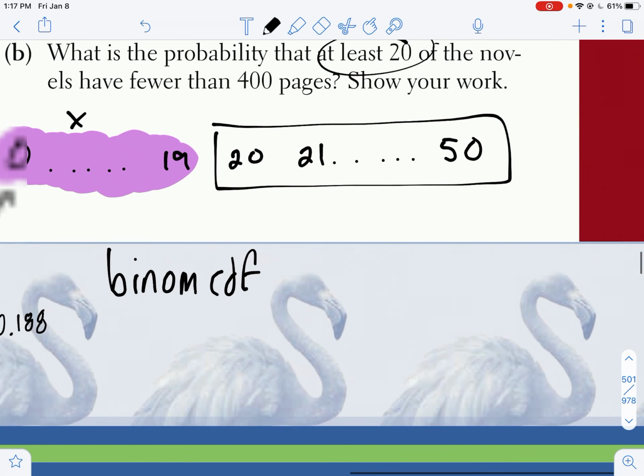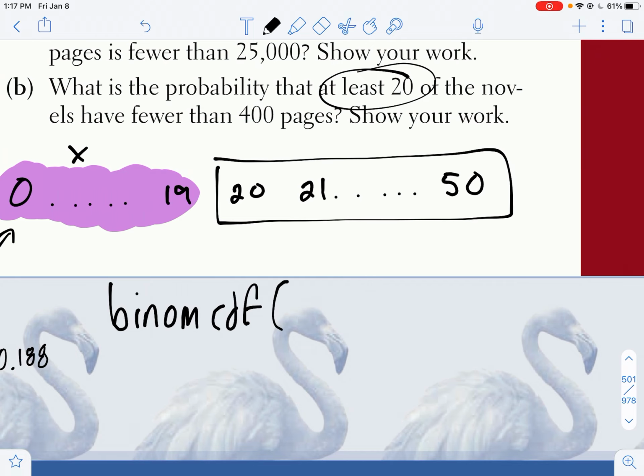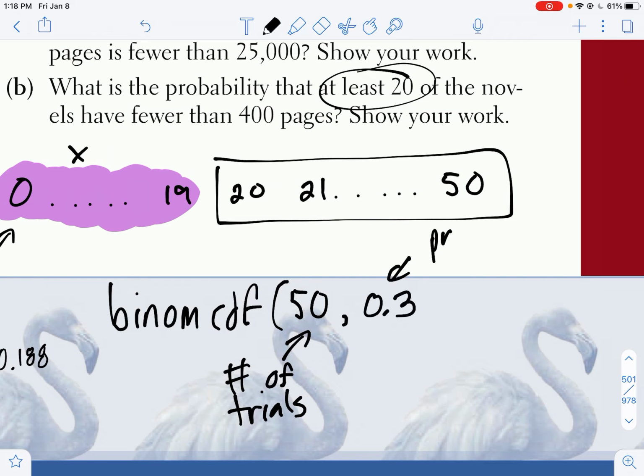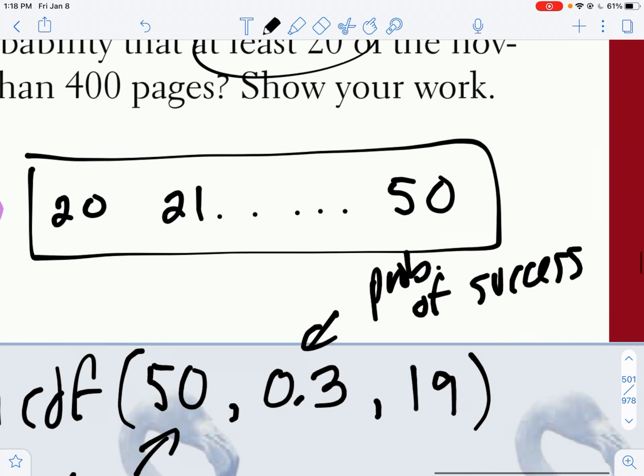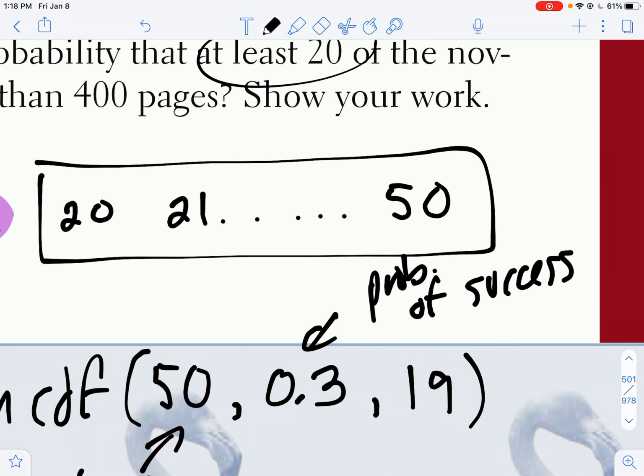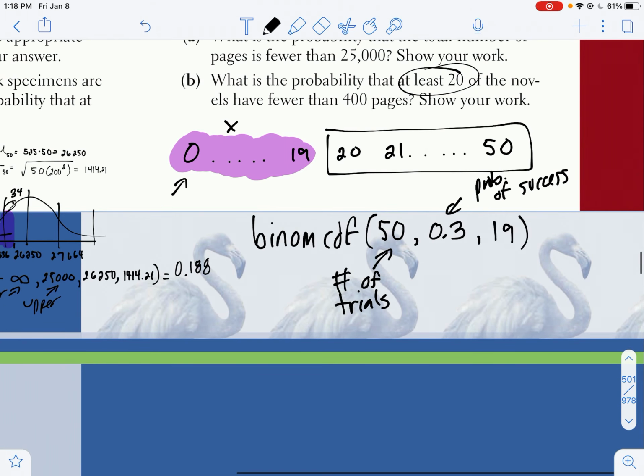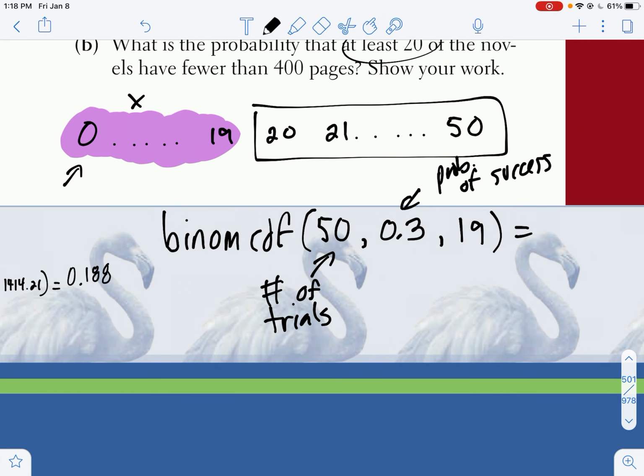So if you go binom CDF, total number of trials is 50. Notice I'm labeling. Always label, especially for that AP exam. The highest number of successes I'm looking at is, oh wait, I need the probability of success first, 0.3. And then the highest number of successes, which I've determined is 19. Because again, I'm looking for at least 20, so I'm not going to calculate 20 to 50. I'm going to calculate 0 to 19, the ones I don't need.